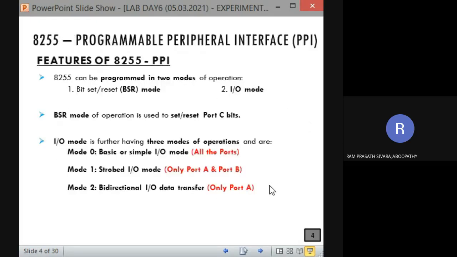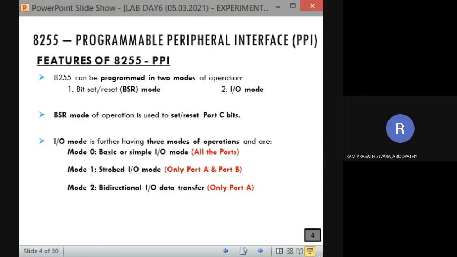Yes, see this slide. In IO mode, mode 0, all ports, port A, port B, port C can be configured. Whereas mode 1 is applicable only for port A and port B, and mode 2 only for port A. Meaning port A can be operated in all the three modes, so that is why we have 2 bits for it. Whereas port B can be configured in either mode 0 or mode 1. What about port C? It can be configured in mode 0 or BSR mode. I hope now it is clear.